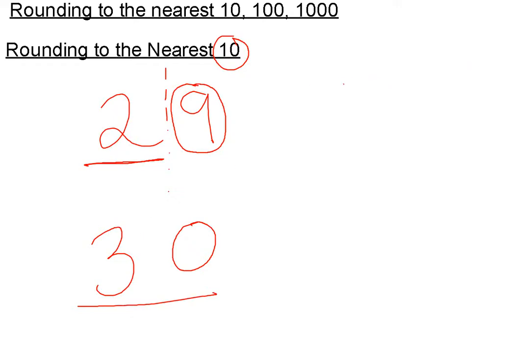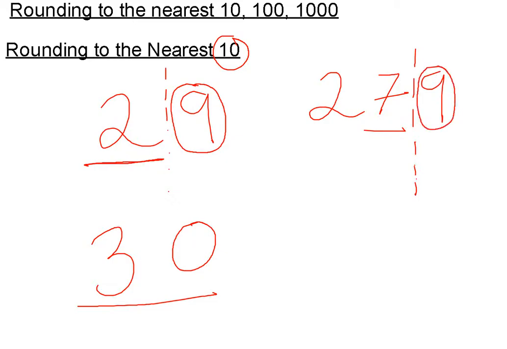Let's consider 279. If I wanted to round that to the nearest 10, I underline the number in the tens column, draw a dotted line. I have a 9 in the units, which is above 4, it's 5 or more, which tells me to round up. So the 7 will become an 8, leaving me with 280.